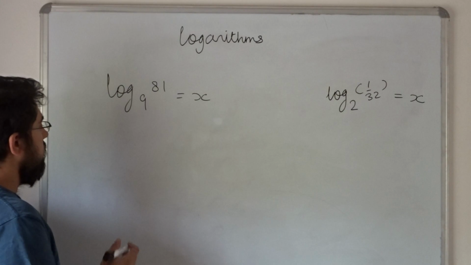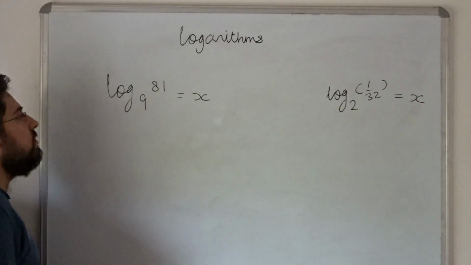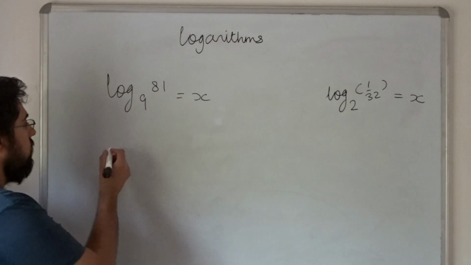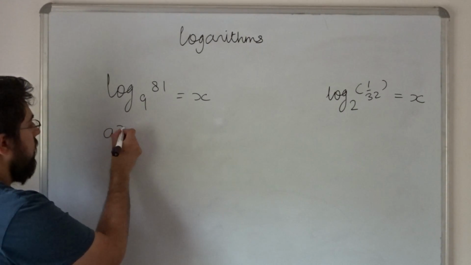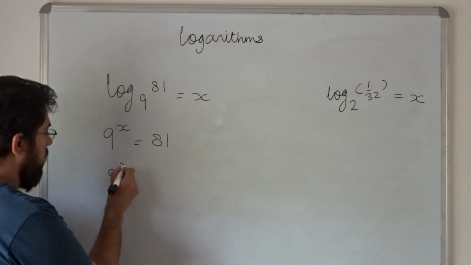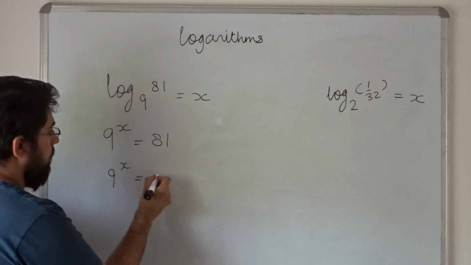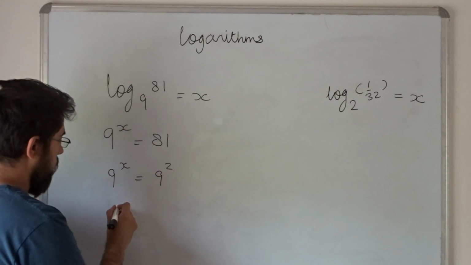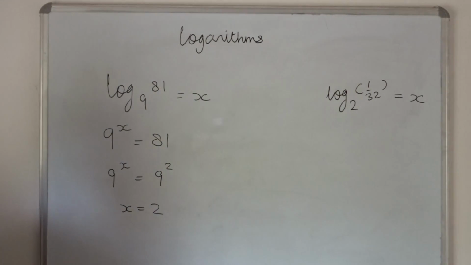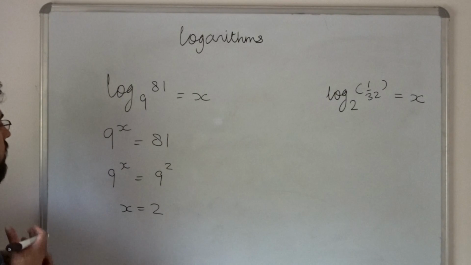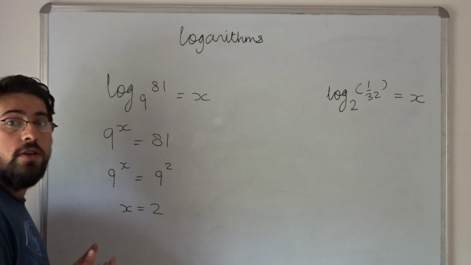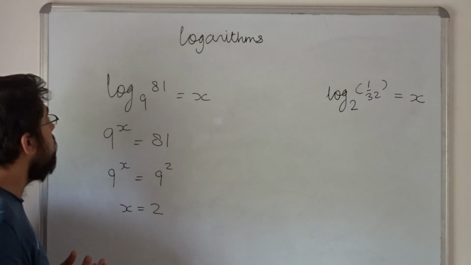But let's get started. I'm sure by now you obviously know how to convert these into exponential equations. So 9 to the power x equals 81, and then 9 to the power x equals 9 to the power 2, so x equals 2, okay? So now there's one thing I want to tell you. There are some people who like to take the difficult way and solve mathematical problems.